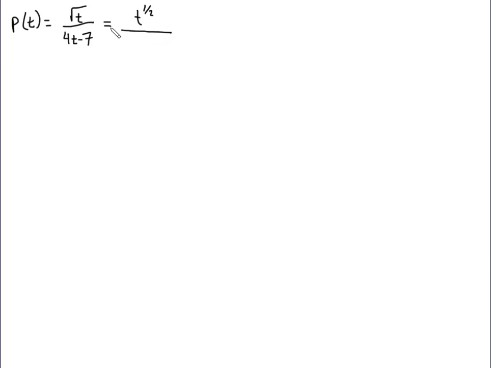So remember, whenever you have a square root, that's a 1/2 power. If you have a cube root, that's a 1/3 power, and so on. So once we write the function like this, we can now use the quotient rule.